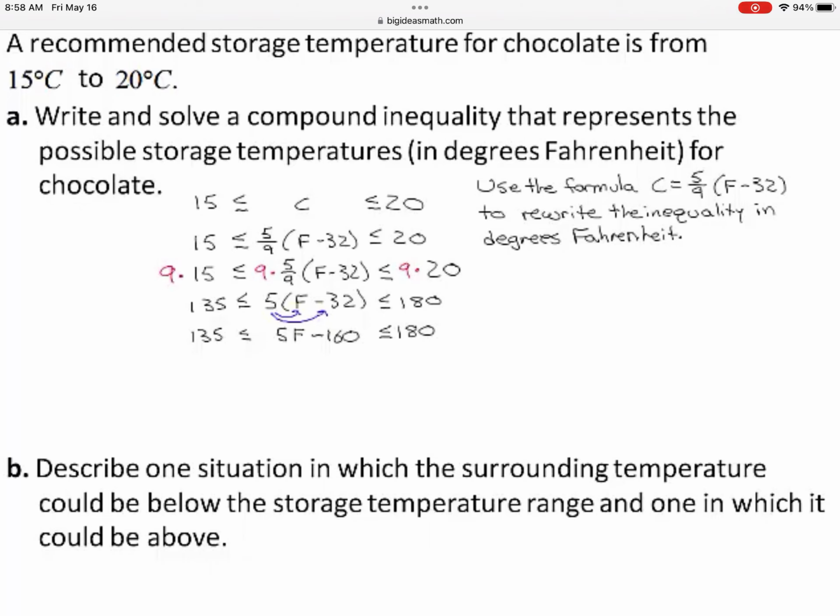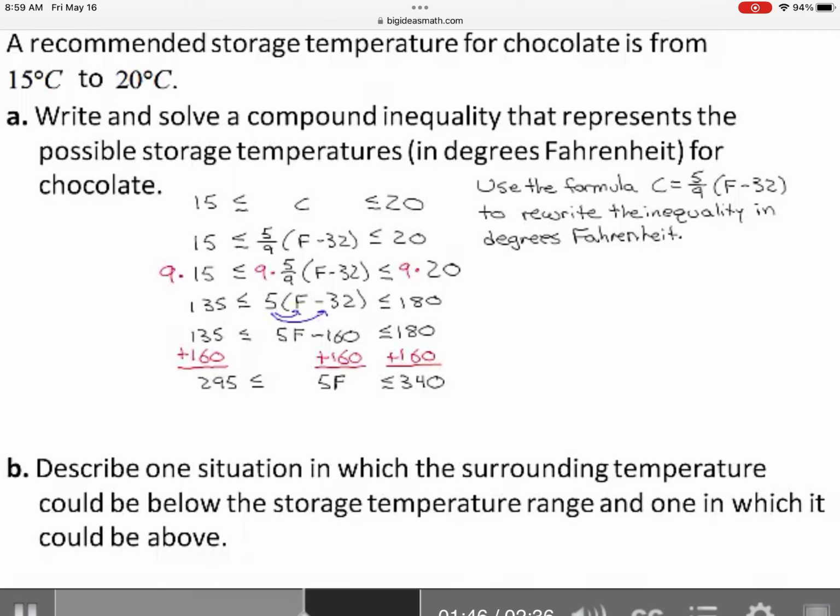Next, use the addition property of inequality. Add 160 to each expression. Because 135 + 160 is 295, -160 + 160 is 0, and 180 + 160 is 340, 295 ≤ 5F ≤ 340. Next, use the division property of inequality. Divide each expression by 5.